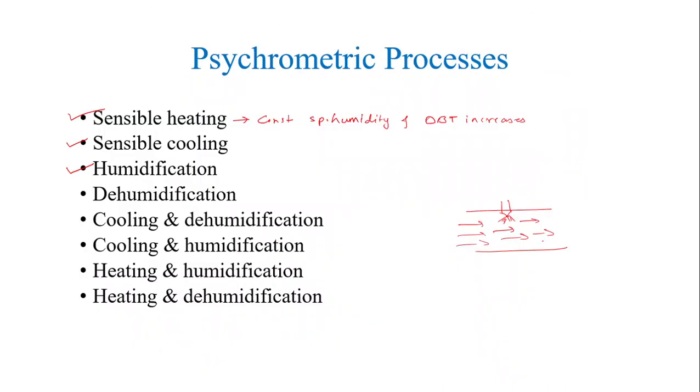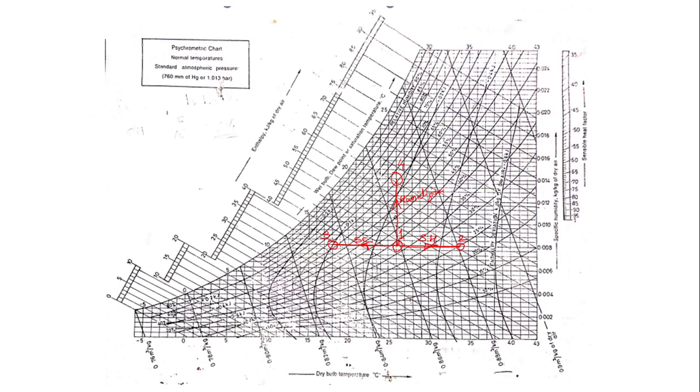Similarly, you will have the dehumidification process, which is the reverse of humidification, where the moisture is removed from the moist air. Here again the dry bulb temperature is kept constant, whereas the specific humidity is decreased, or the moisture from the air has been removed. So this process is the vertical process, which is downward.